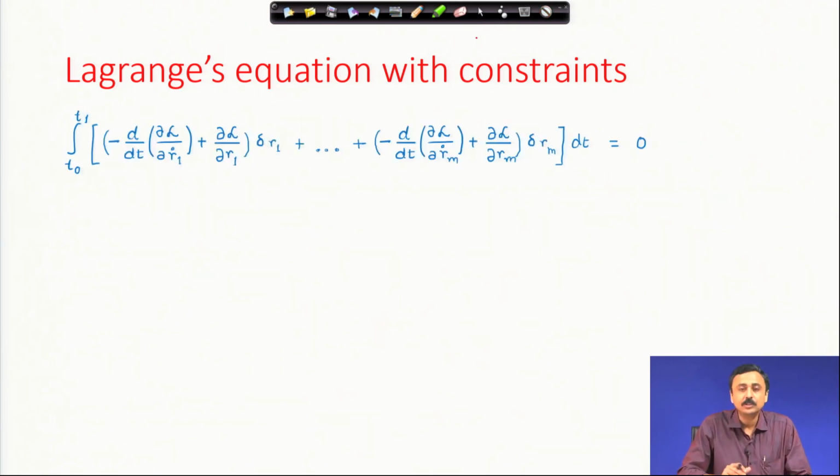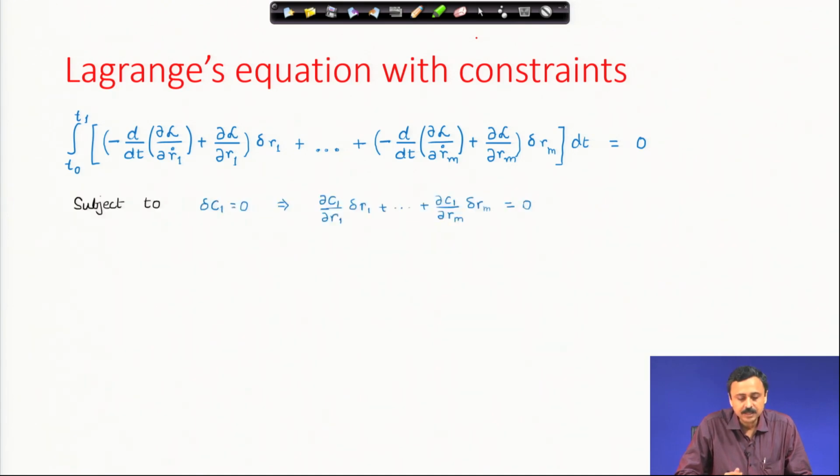Then what we do, so this is our variational statement written in a detailed form. These are subjected to these constraints, delta C1 equal to 0, and what is delta C1? Remember, these are rheonomic constraints, they involve time, but variation will not differentiate that time. So, we only have del C1 by del R1 times delta R1 and so on, up to del C1 by del Rm times delta Rm equal to 0. So, this is the variation of the constraint. And like this, I do variations for all the m minus n constraints.